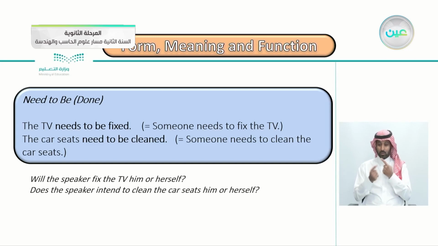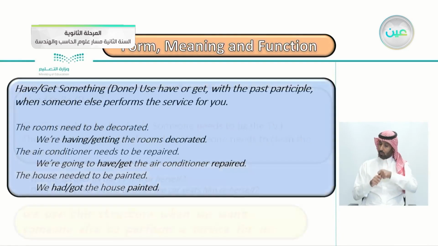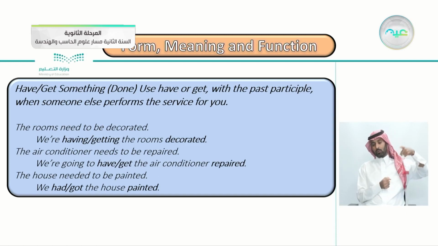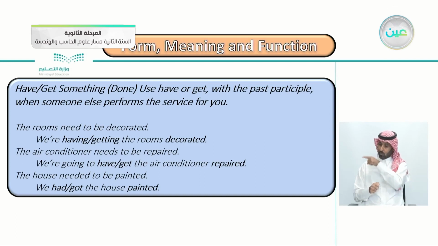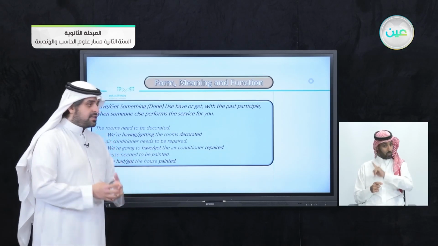Will the speaker fix the TV himself or herself? Of course not. Does the speaker intend to clean the car seats him or herself? Of course not. When you use this form, the TV needs to be fixed, it means that you want someone to come and fix the TV. We use this structure when we want someone else to perform a service for us. The second part here, have, get something done. Use have or get with past participle when someone else performs the service for you. Not you fixing the car, someone else is fixing.